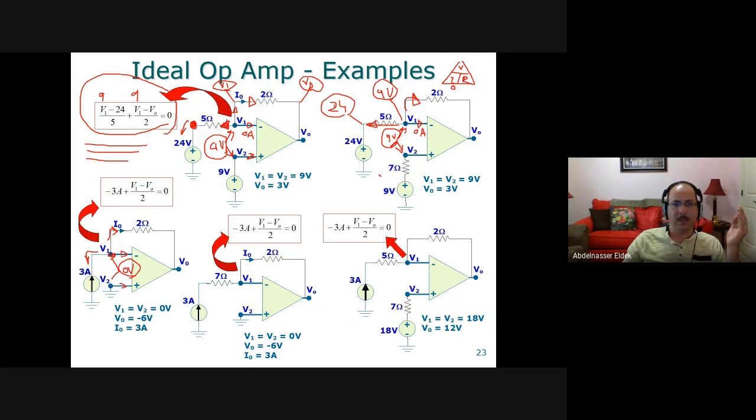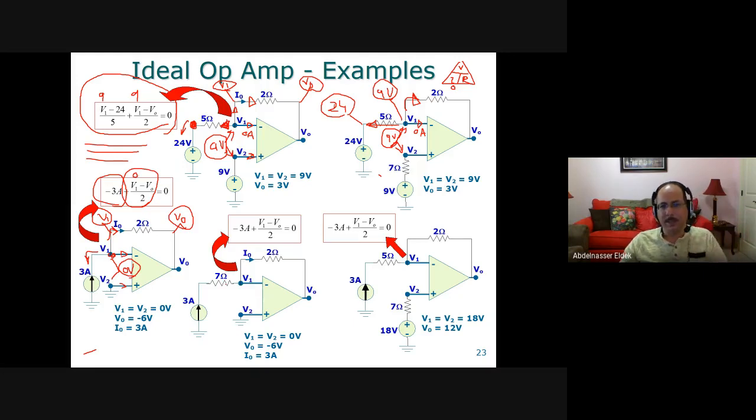So if you want to write this, the first current is negative 3. Second current is V1 minus this voltage here, which is VO. So V1 minus VO divided by 2. So this will be the second current. Okay, negative 3 plus V1 minus VO over 2 equals 0. And you know that V1 equals 0. Then now we have only one unknown, which is VO.